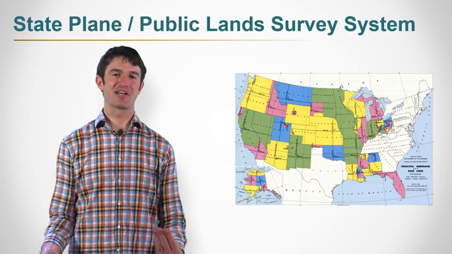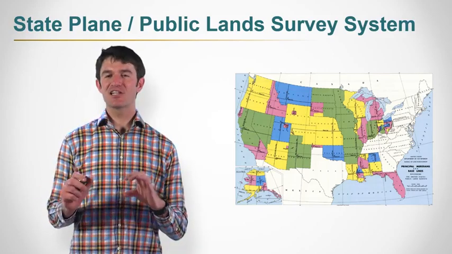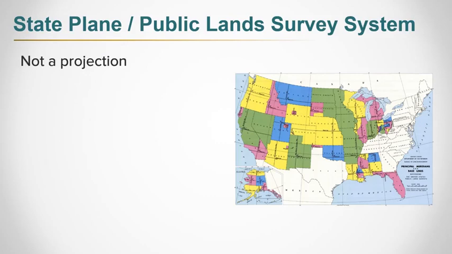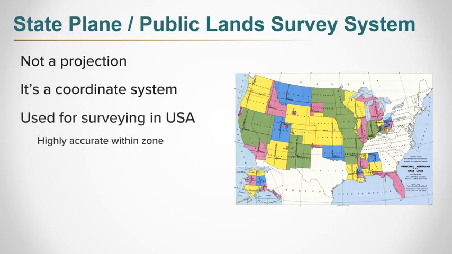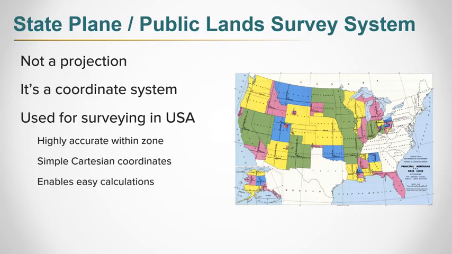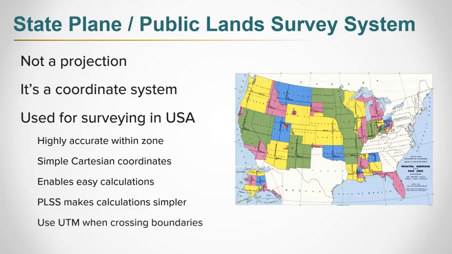way of specifying locations. The first thing to note is that it's not really a projection. It's a coordinate system that's built on the transverse Mercator and Lambert conformal conic projections. It's often used for surveying because it's highly accurate within each zone, but it's a very bad way to store data outside of each zone. And because it uses simple Cartesian coordinates, it enables easy calculations. Remember, this stuff all happened in the days before computers, so that's a huge bonus to make calculations simpler. If your data or projects cross boundaries though, you're better off using UTM.